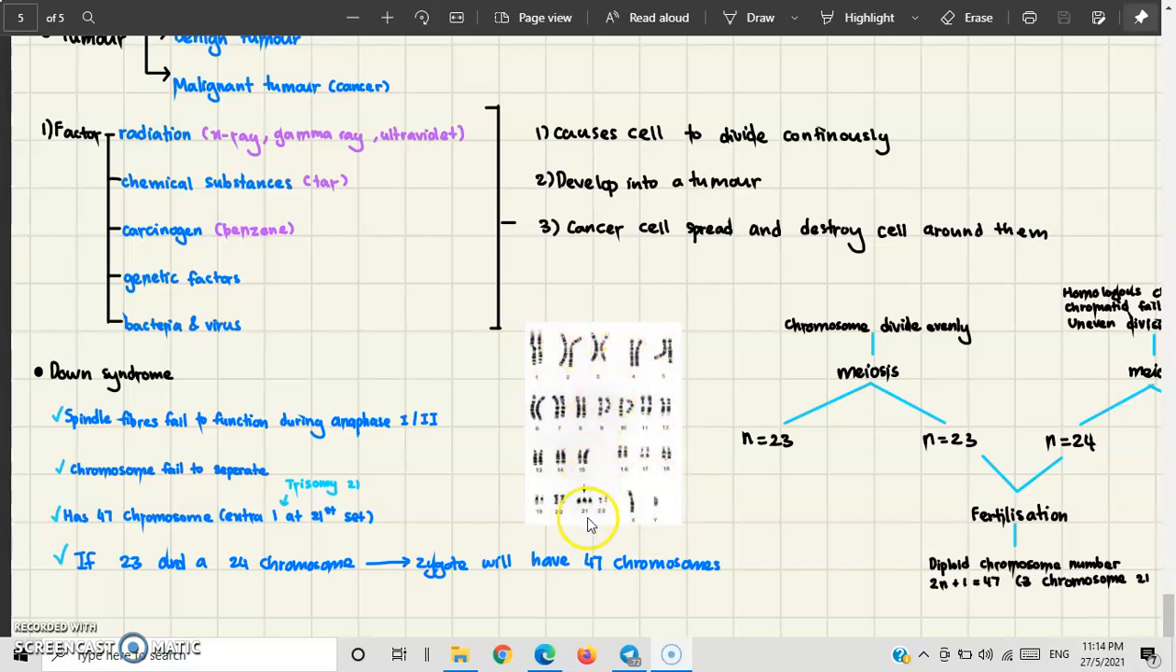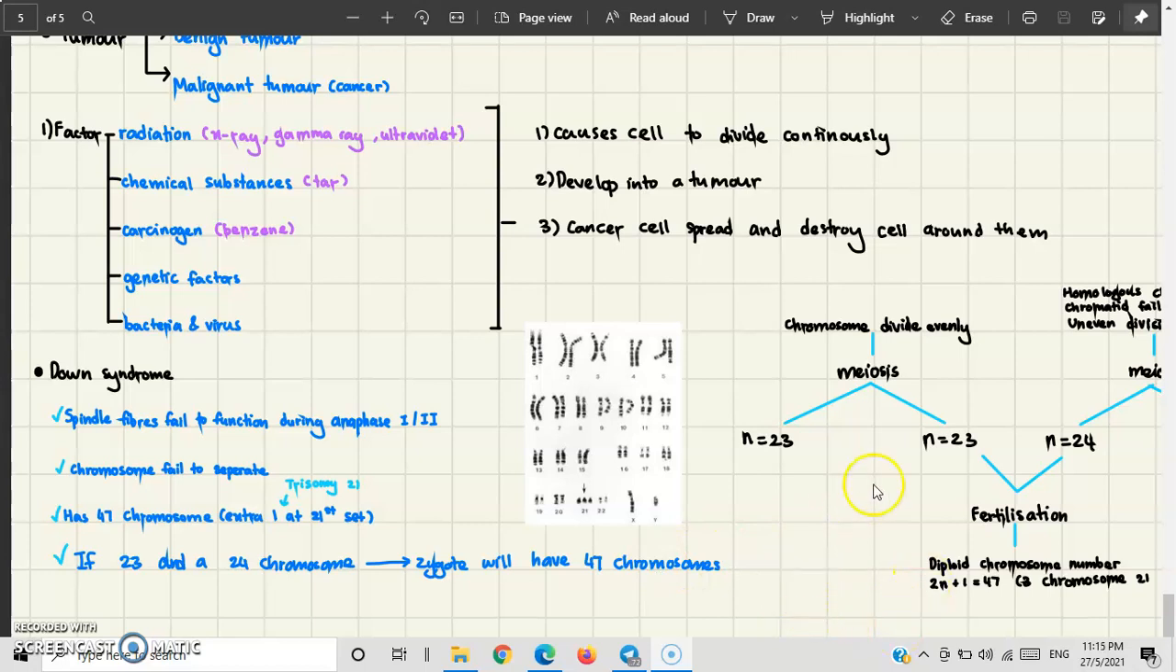As you can see here in the 21st set, in the Down syndrome person there are 3 chromosomes here. We call it trisomy 21. So the other name of Down syndrome is trisomy 21. Okay. So what is the cause of Down syndrome? The reason is that chromosomes fail to separate during anaphase 1 or anaphase 2.